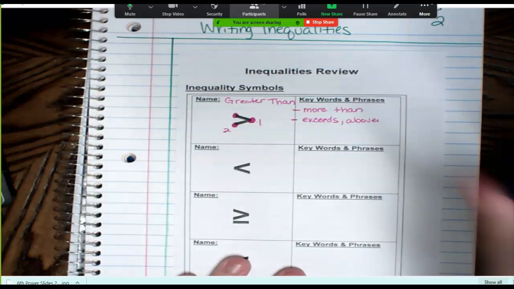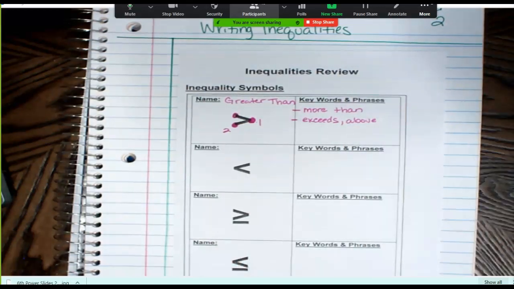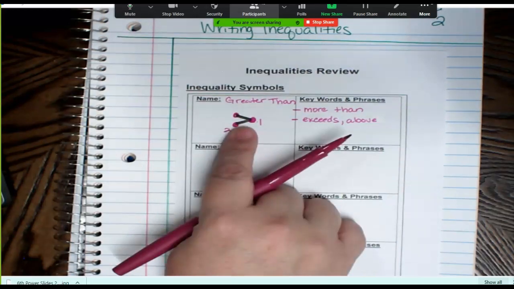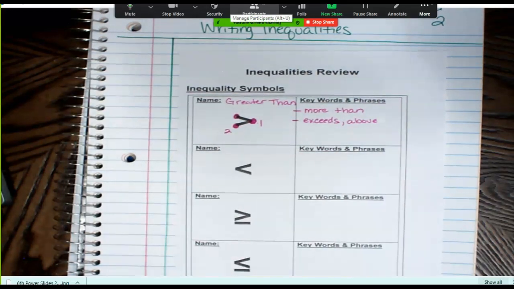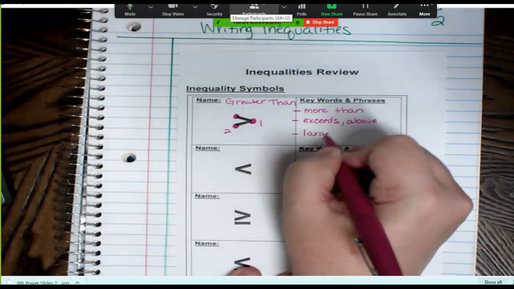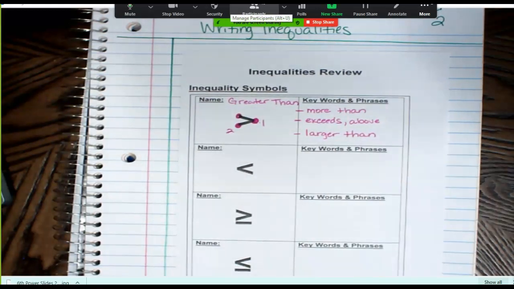If I said the word exceeds, the amount of money in my wallet exceeds $2. Does that mean I have more than $2 or less than $2? More, so that would be a greater than. But I sounded really fancy when I said the money exceeds. That's what word problems like to do. They like to get fancy on us. Sometimes they might just say larger than. Those are probably the most common ways that they describe that symbol in a word problem.